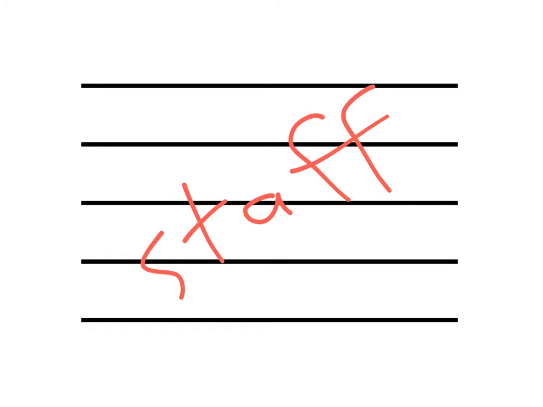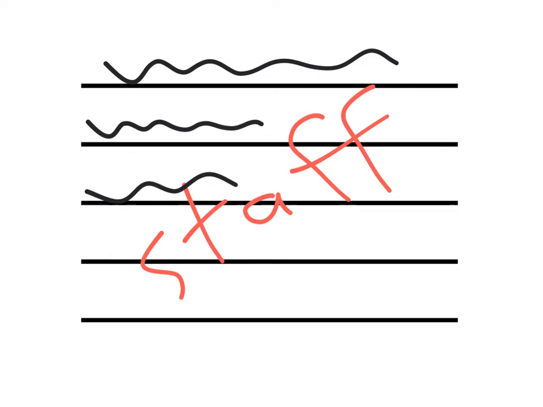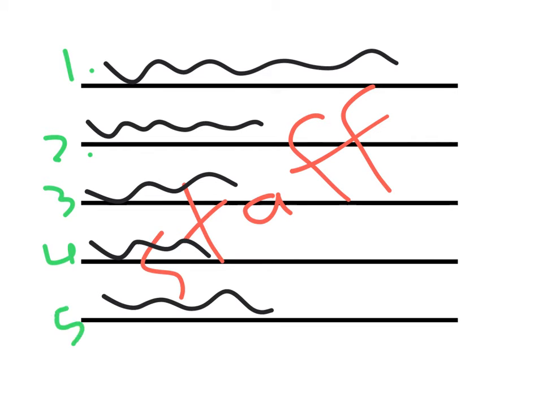Now, if I were reading a book and I've got all of these words written on these lines, I might think to myself, well, normally I start reading my book up here. So maybe this is line 1, and this is line 2, and this is 3, this is 4, this is 5. However, we have to change the way we think when we're talking about the lines on the staff.